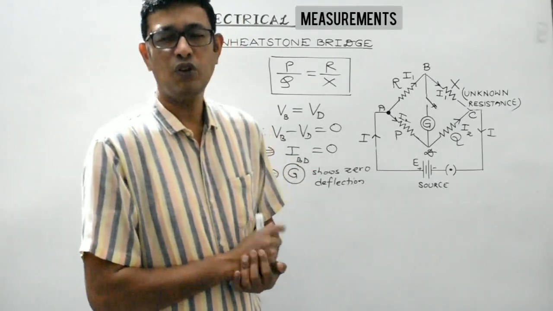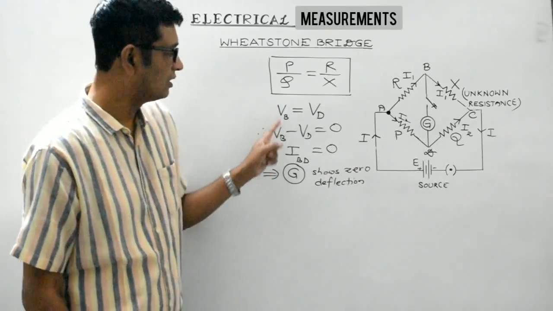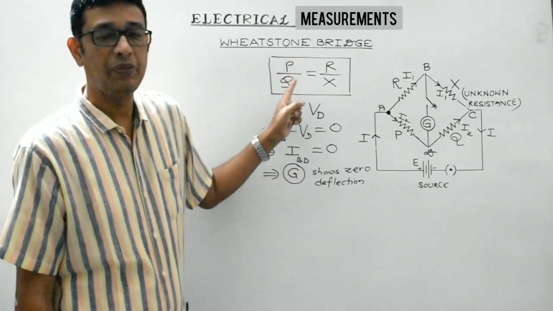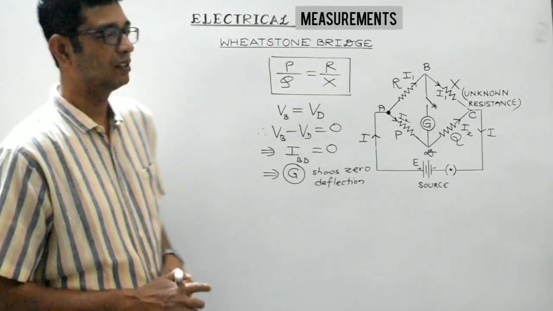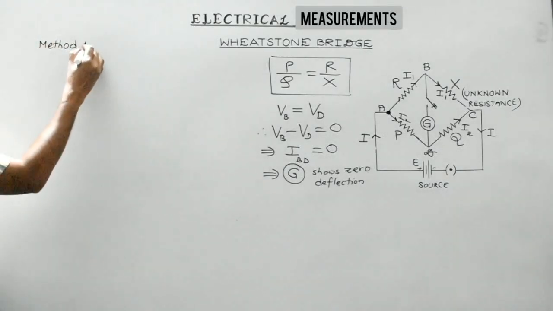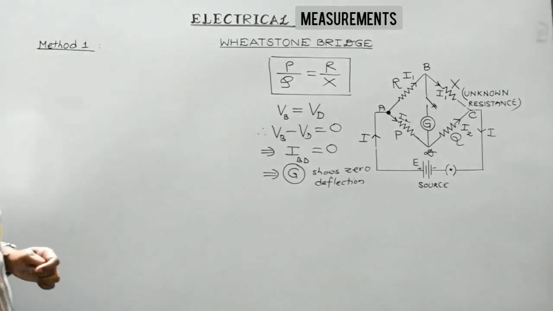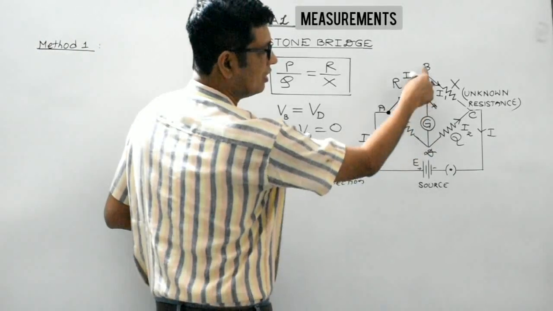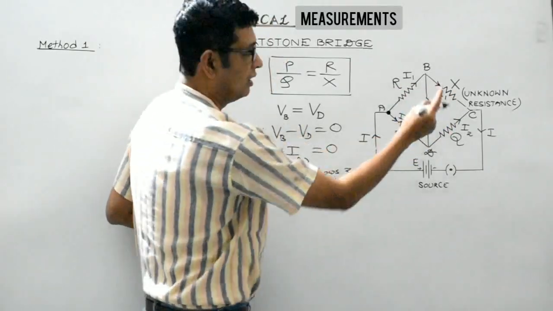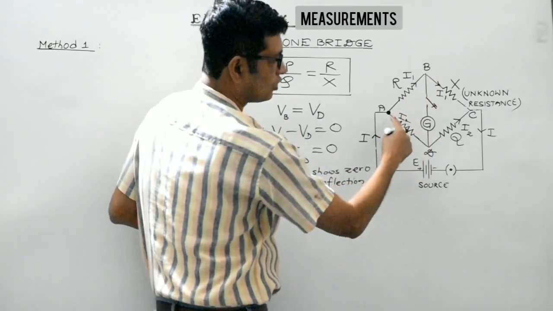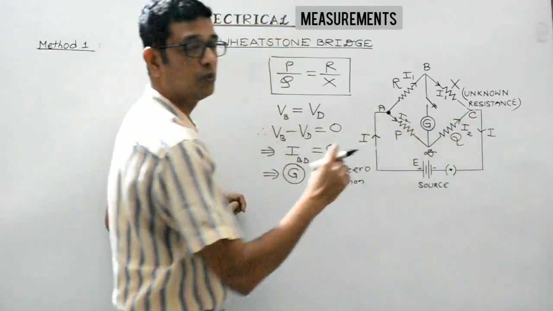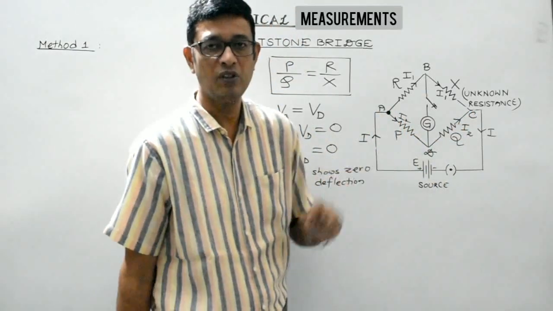So what we are going to prove is, when these conditions are valid, then P by Q is equal to R by X. So let's verify this fact. We'll discuss it by two methods. Let's consider method 1. Since no current is flowing through it, these two are connected in series, therefore the same current must be flowing through each of them. Similarly, no current is flowing through this branch, so these two will be connected in series, and the current flowing across resistance P and Q must be the same, each being equal to I2, right?